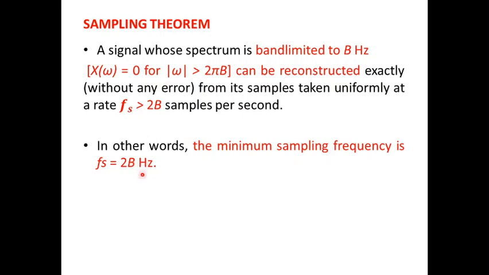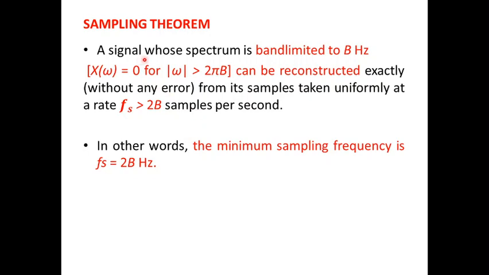If we violate this condition, that is why we say that the choice of the sampling time period T or the sampling frequency fs is important. In case we choose fs lesser than 2B, we will see in the further videos that we will not be able to reconstruct the original signal after sampling.